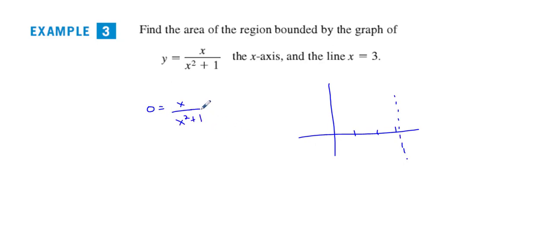And funny enough, this is an easy problem because this is a fraction. When would the fraction equal 0? When the numerator equals 0. And so when would the graph cross the x-axis? X equals 0. So we're going to find the area under the curve from 0 to 3.